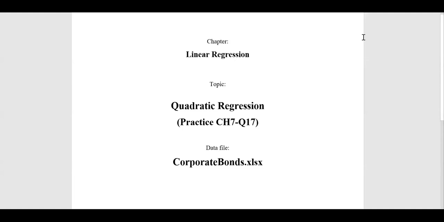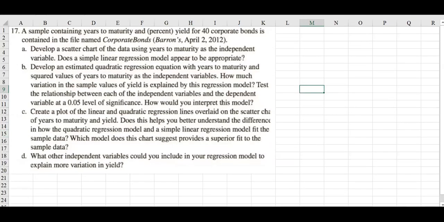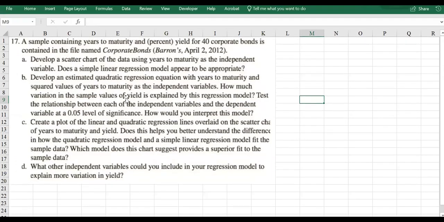In this video, I'm going to solve a practice question from chapter 7, question number 17, and we're going to use the data file corporate bonds. So this is a quadratic regression type of question. I have the question here. We have a sample of 40 corporate bonds, and for each bond, we have the years to maturity and the yield.